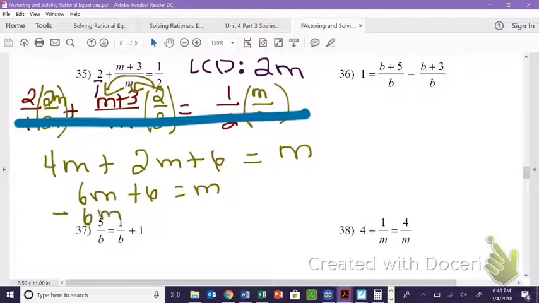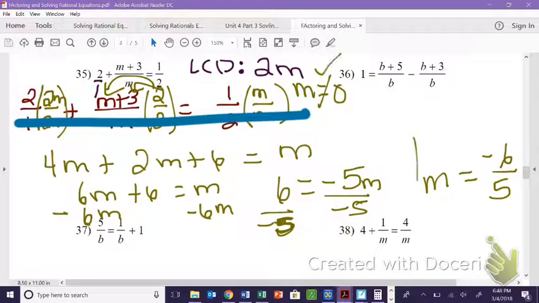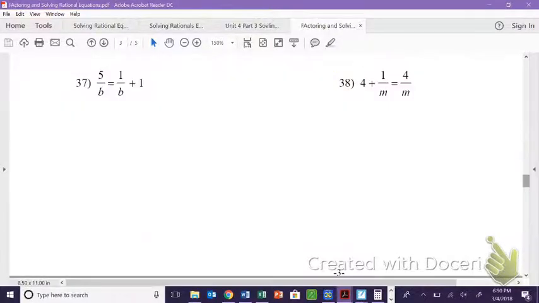My suggestion, move the m to the right side. 6 is equal to a negative 5m. And you get, divide by negative 5, divide by negative 5. I don't know why I did 2 negatives there. So your solution will be m equals negative 6/5. Is that an original domain restriction? M cannot equal 0. So we have checked it off. That is your solution. All right, 37.